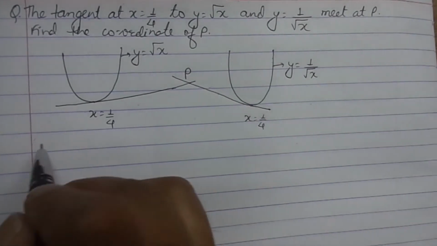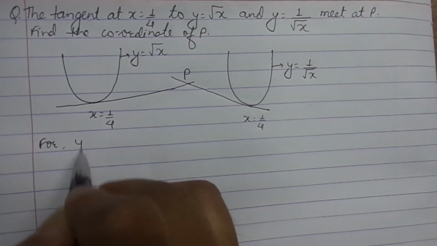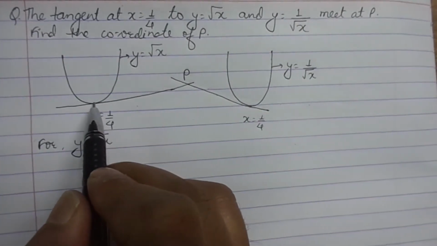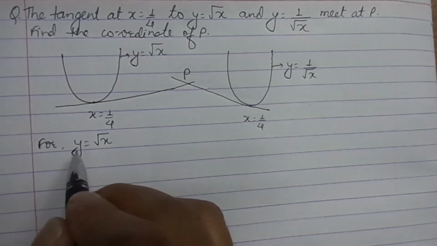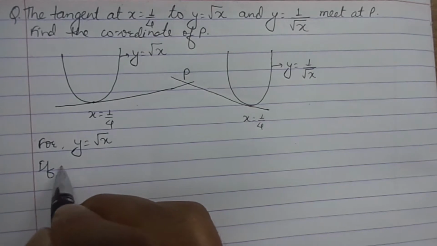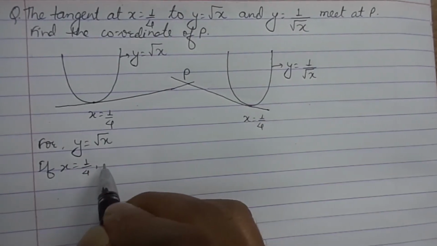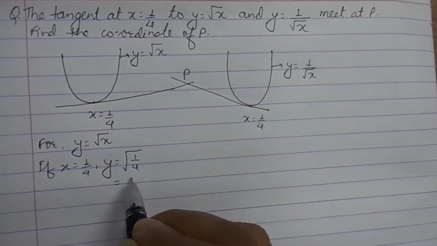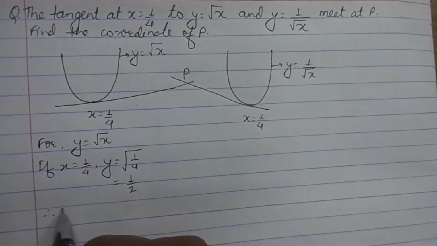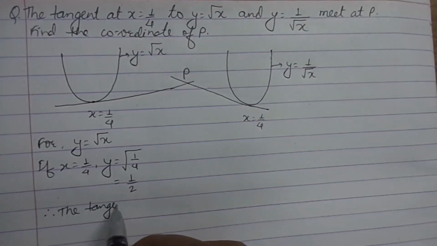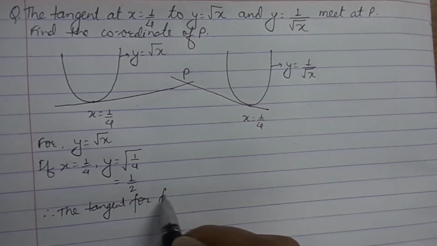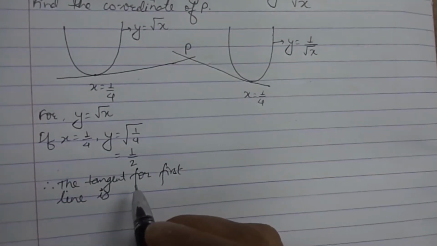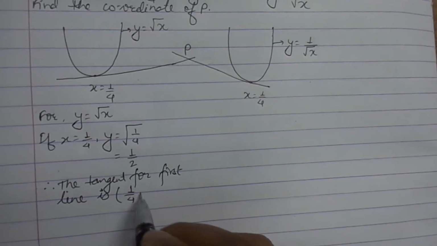Now, for the curve y equals root under x, first we will find the intersection point of this curve and this line. For y equals root under x, if x equals 1 upon 4, then y will be root under 1 upon 4. The value of this will be 1 upon 2. Therefore, the tangent point for the first line is 1 upon 4 comma 1 upon 2.